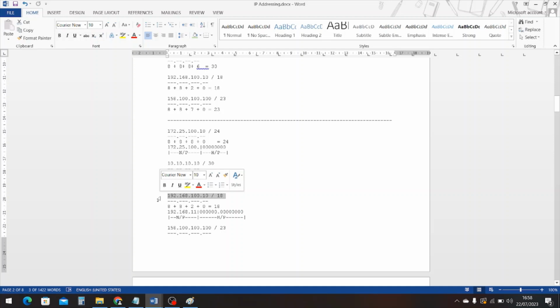Have a look at this third one. 18. Again the same. I'm going to indicate 2 here. The rest falls under the host portion.